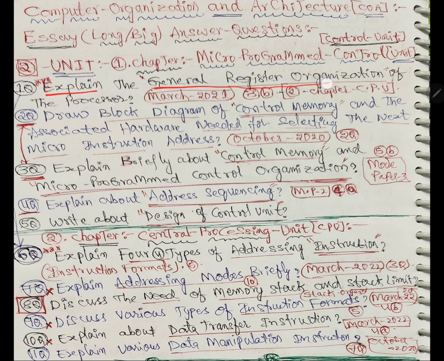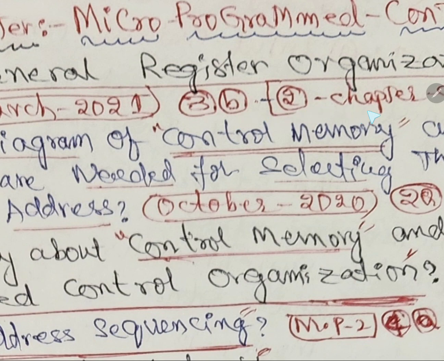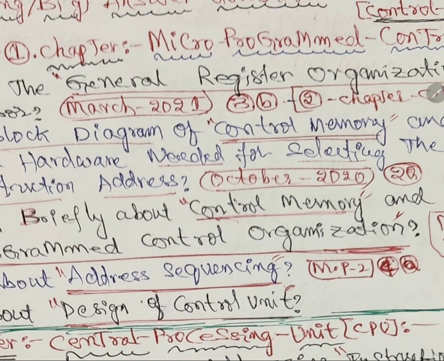Explain general register organization. This is the direct syllabus question. Actually this is from the second chapter. I wrote first only, general register organization of the processor. This was given in March 2021, in 3B, right? 3B question in the second chapter actually this was. So there may be chances of getting it.